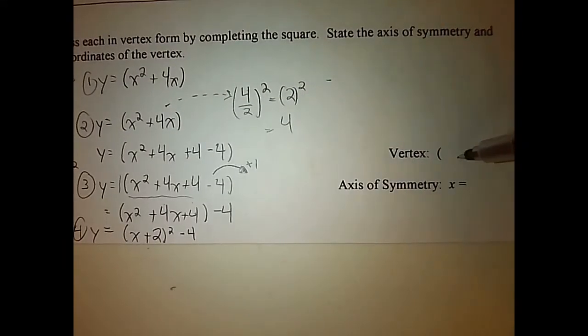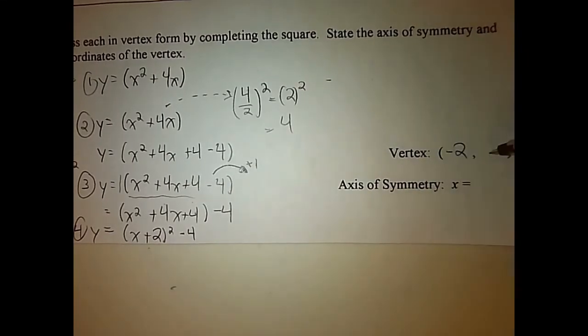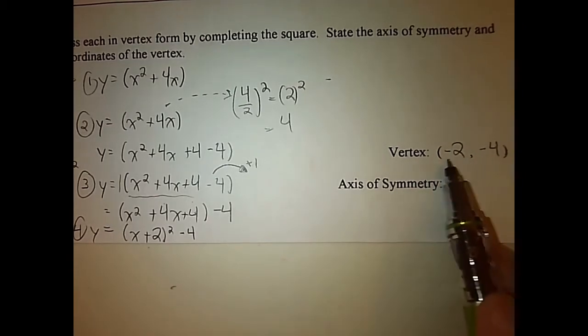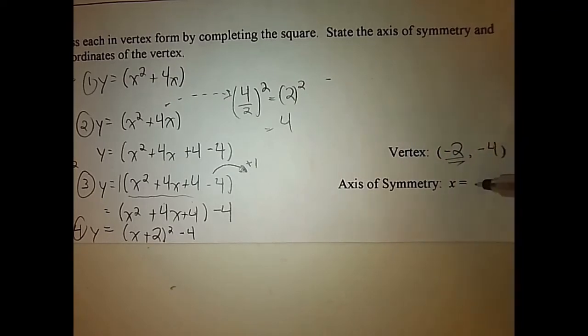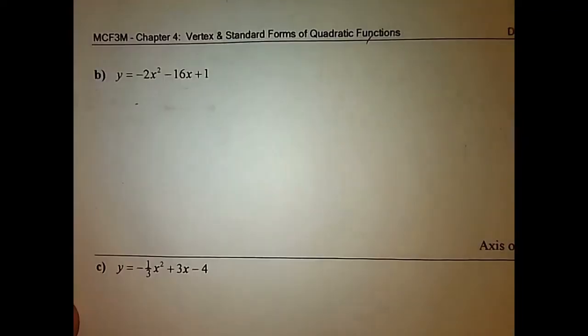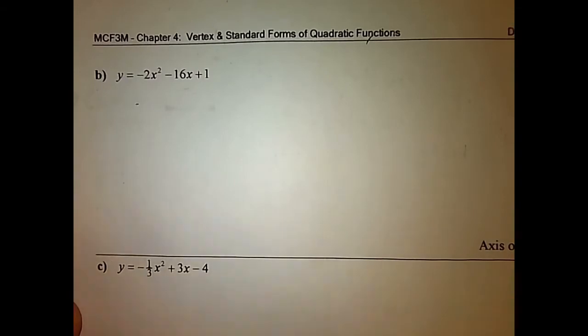So it says over here, what's the vertex? Vertex is the opposite sign of what's in here, negative 2. This value is what it is, so it's minus 4. And the axis of symmetry, remember, is just the x value of the vertex, which is negative 2. So the key to doing this is just like factoring, you just got to practice it a bunch of times. So let's do it again.